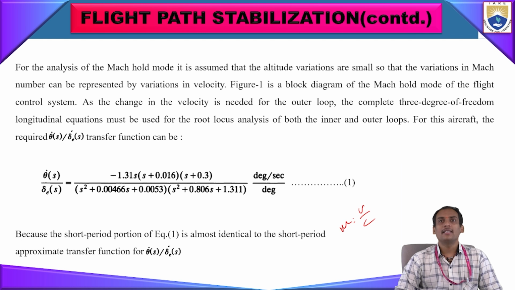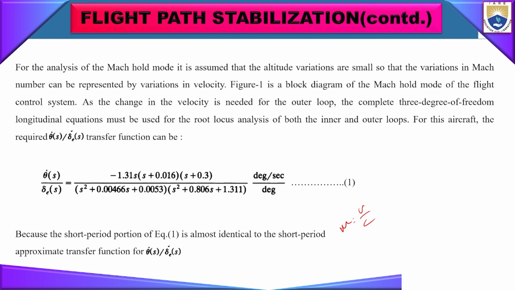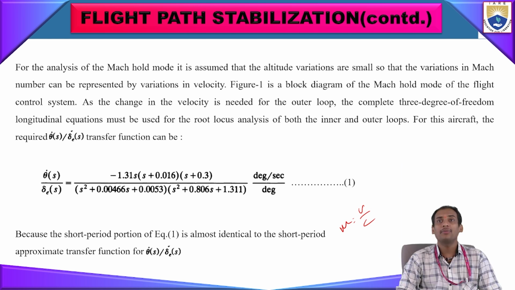So here you see in figure 1, a block diagram has been given for the altitude mode, Mach hold autopilot control system. As the change in velocity is needed for the outer loop, the complete 3 degree of freedom longitudinal equation must be used for root locus analysis of both the inner and outer loop. Because the 3 degrees of freedom longitudinal equations are used here, the root locus plots will be made for the inner and outer loop.